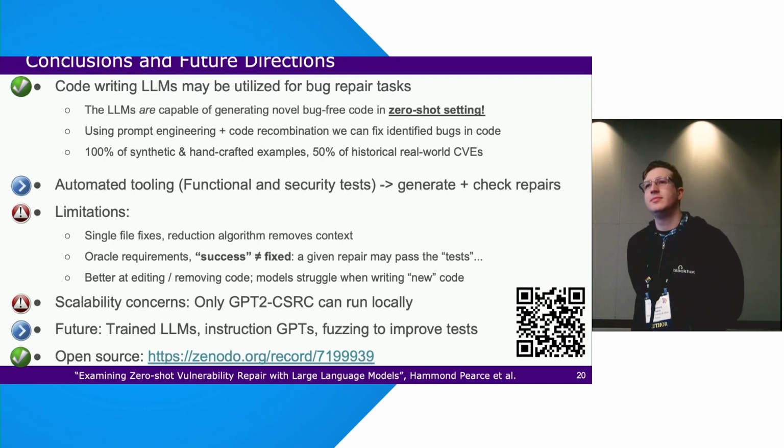I find it interesting that you found that some of the code fixed by the large language model actually passed the test, but the fix is not there. So do you think you kind of create some kind of adversarial examples for those testing programs?